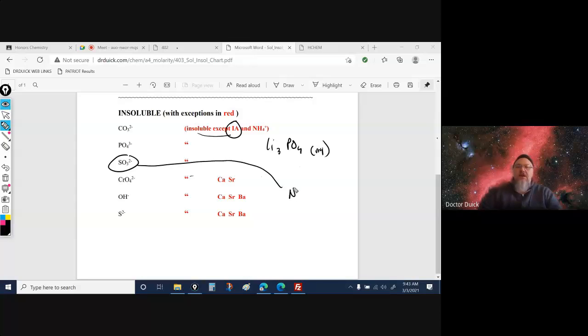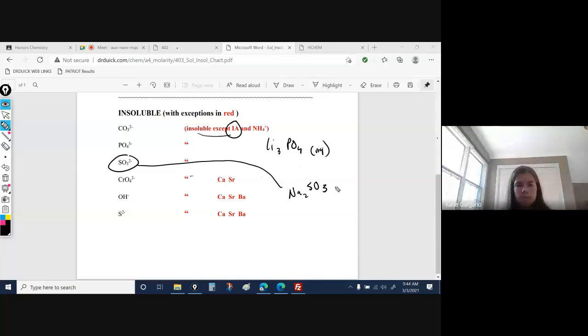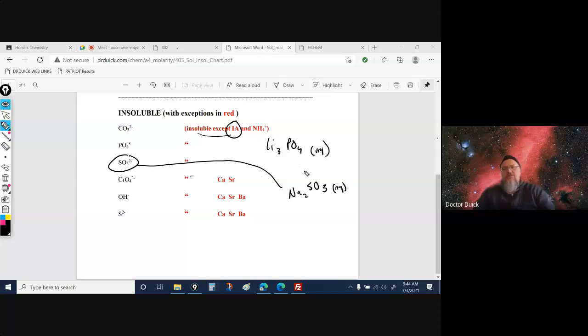Suppose I took this guy. Suppose I had this one. Na2SO3. Katie Galgano, is that soluble or insoluble? Insoluble? No, it's soluble. It's 1A.